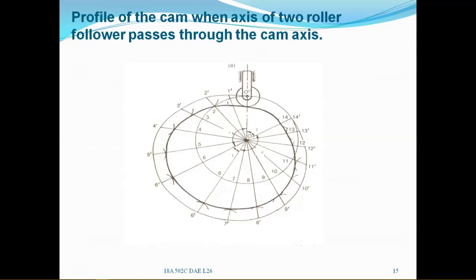After extension, mark the distances, that means transfer the distances from the displacement diagrams, that is 1 dash, 2 dash, to the respective divisions of the base circle and prime circle. After marking points 1, 2, 3, 4, etc., join all these points, and you will get your diagram.